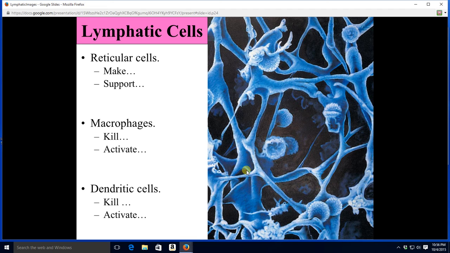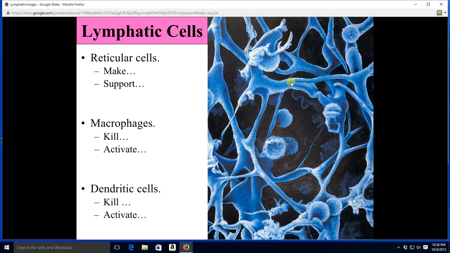All right? Number 1, we got reticular cells. Reticular cells are a connective tissue cell. They make reticular fibers. We see reticular fibers in here. Reticular fibers are going to support the often relatively soft and squishy lymphatic tissues and organs.